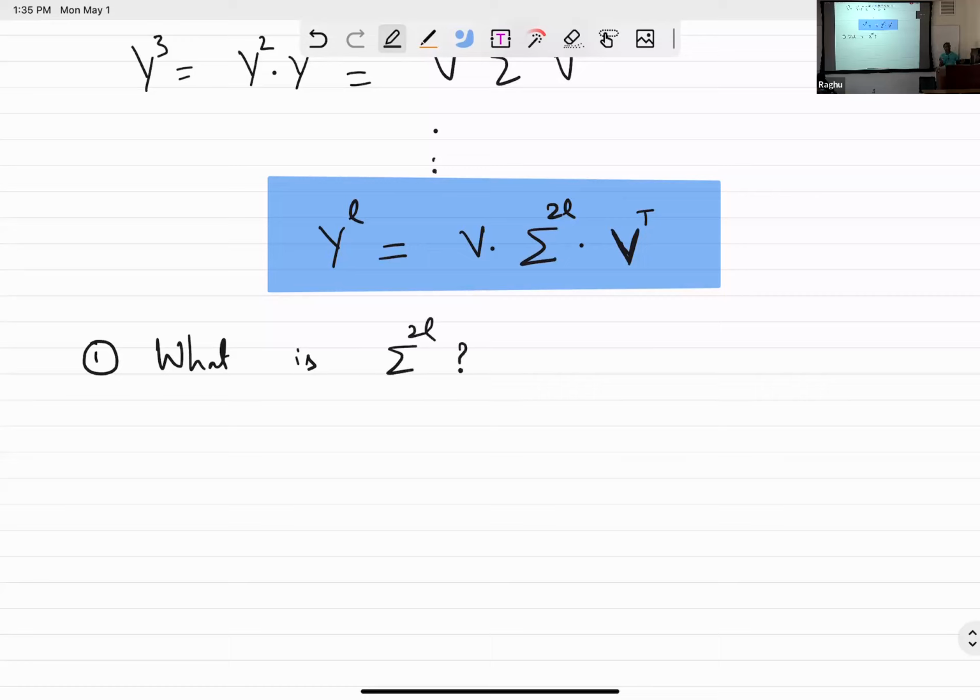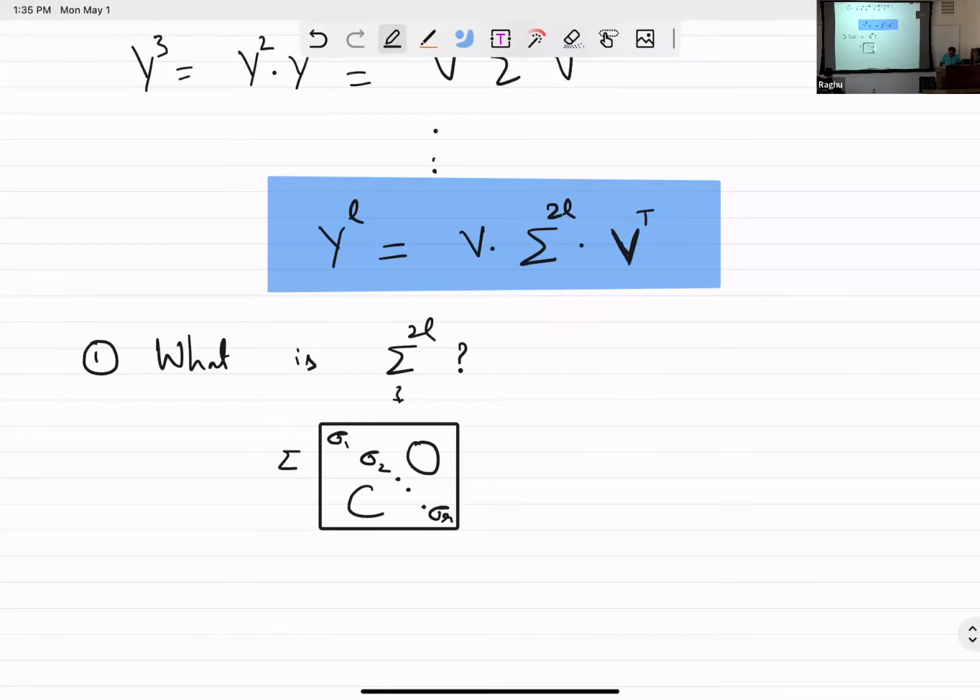Recall sigma was a diagonal matrix, right? So this was sigma, a diagonal matrix where the entries are something like this. What can you tell me about sigma to the 2L? Right. When I multiply a diagonal matrix with itself, the entries just get squared, right?